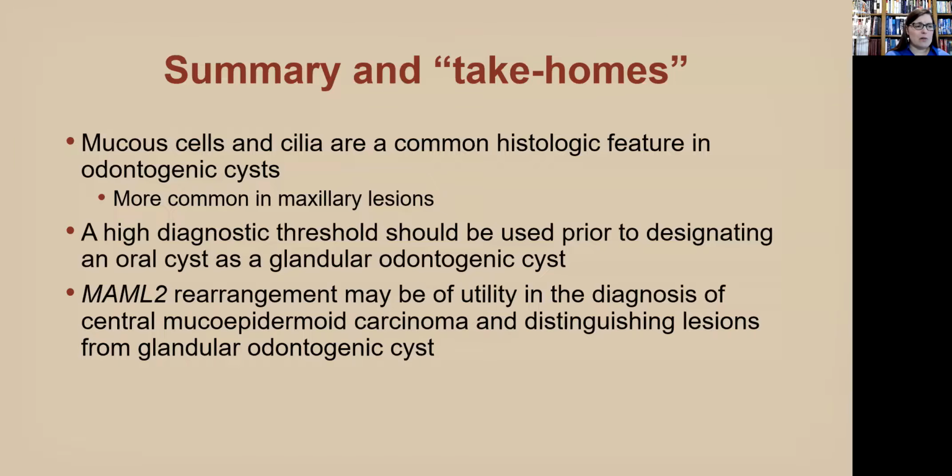So, summary and take-homes. Mucus cells and cilia are common histologic features in our odontogenic cysts. We're going to see them more in our maxillary lesions. We need a high diagnostic threshold before we start calling things glandular odontogenic cysts. And MAML2 can be of utility, particularly in our diagnosis of central mucoepidermoid carcinoma. Obviously, we want undecalcified material for that. And it's going to be important for distinguishing between central mucoepidermoid carcinoma and GOC.